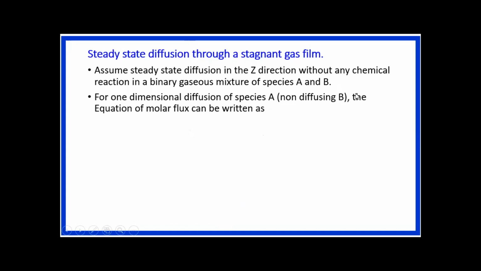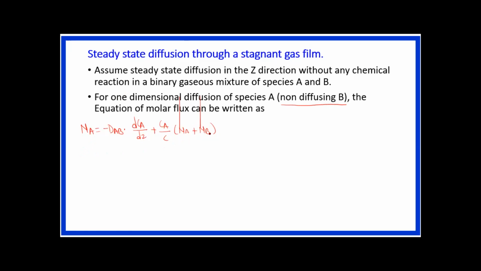Now the next case in the molecular diffusion in gases is steady state diffusion through a stagnant film, or the diffusion of component A in non-diffusing component B. So in this case, the non-diffusing component is B and diffusing component is A. So again, to derive the equations for the molar flux of component A, we have to write the basic flux equation, that is NA equal to minus DAB dCA by dZ plus CA upon C into NA plus NB.